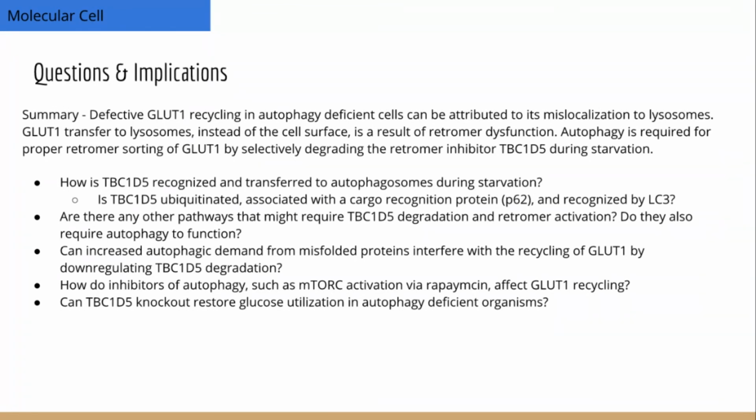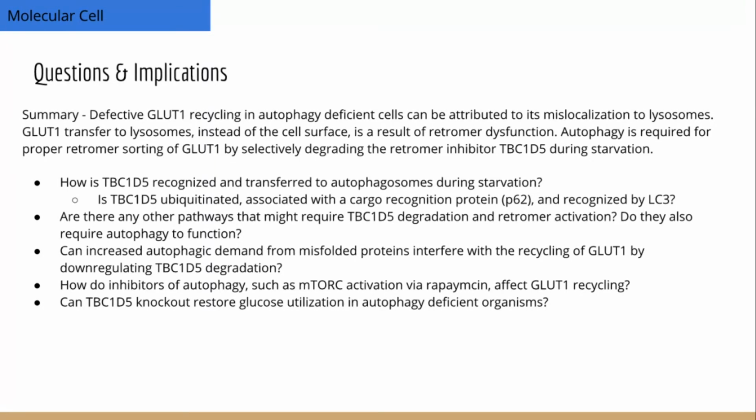Given these results, this is what I'm personally left curious about. So how exactly is TBC1D5 being recognized and transferred to autophagosomes during starvation? So the authors observed that TBC1D5 becomes co-localized with autophagosomes, but they don't provide any explanation as to how TBC1D5 might be getting into autophagosomes. And I wonder if perhaps TBC1D5 is being ubiquitinated during starvation and being bound by cargo adapters like P62. And this would trigger recognition by LC3, and it would trigger the incorporation of TBC1D5 into autophagosomes.